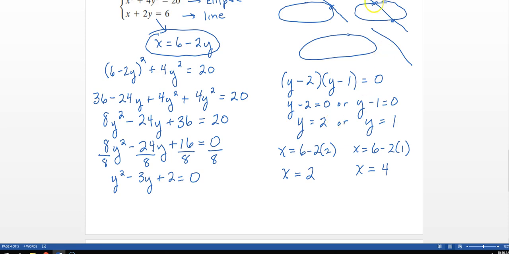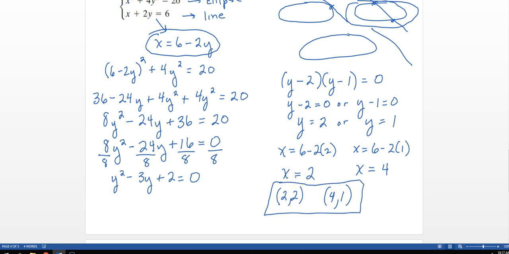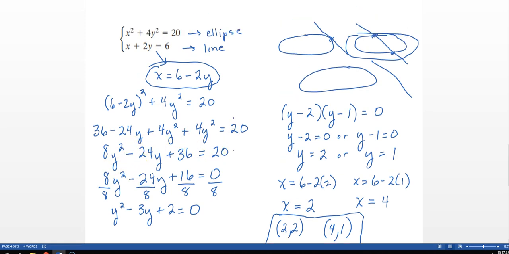So basically, I have this scenario right here in some shape or form. It could be a vertically oriented ellipse. So here I see that when x is equal to 2, y was equal to 2, and when x is equal to 4, y was equal to 1, or vice versa. So our two solutions are (2, 2) and (4, 1).